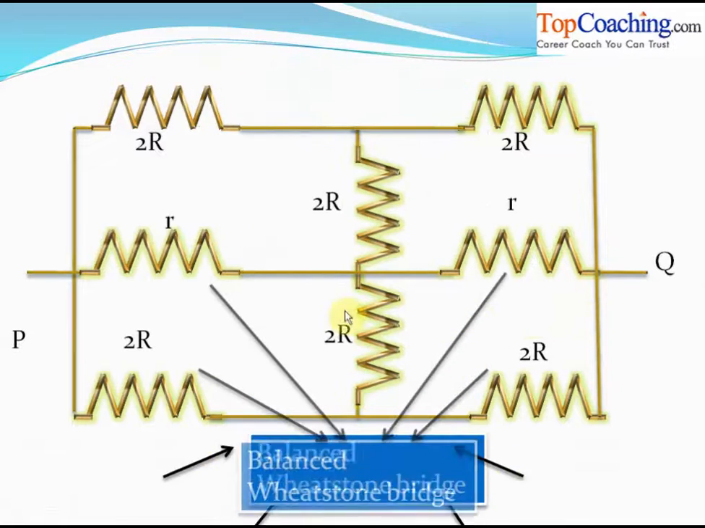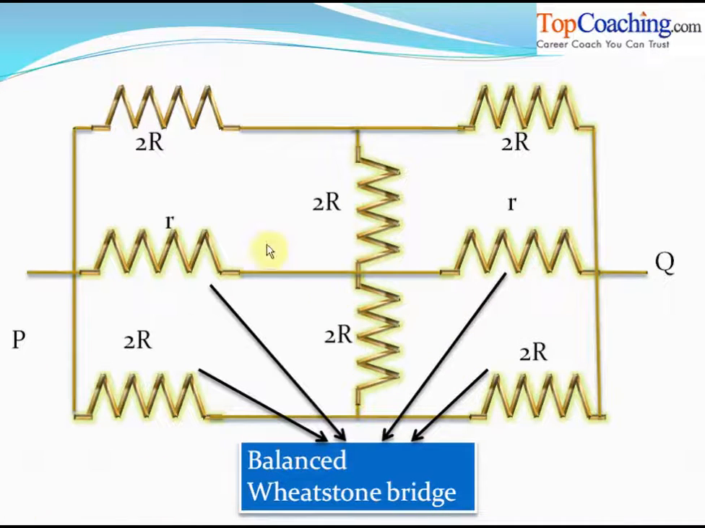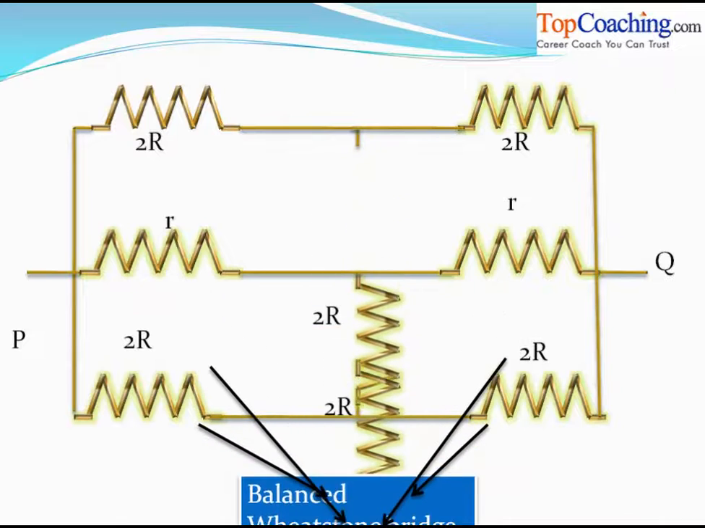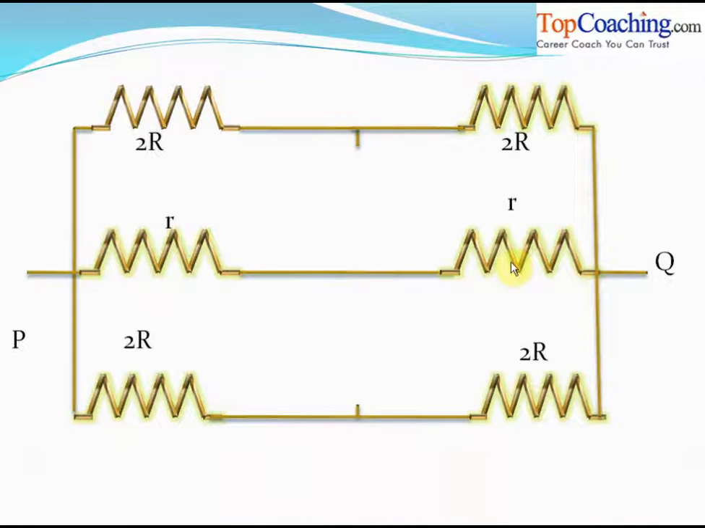Similarly, these four resistances also form a Wheatstone bridge. R, R, capital 2R and 2R here. All of them form a Wheatstone bridge because again R by R is 1 and 2R by 2R is 1. Now since there are two Wheatstone bridges here, we can remove this 2R resistance in the middle and we can remove this 2R resistance in the middle. That's because no current passes through this middle line at all, isn't it? So we can remove these resistances because there's no current.